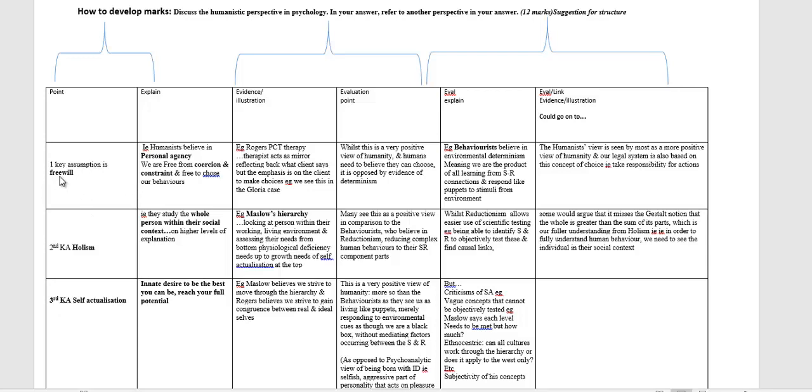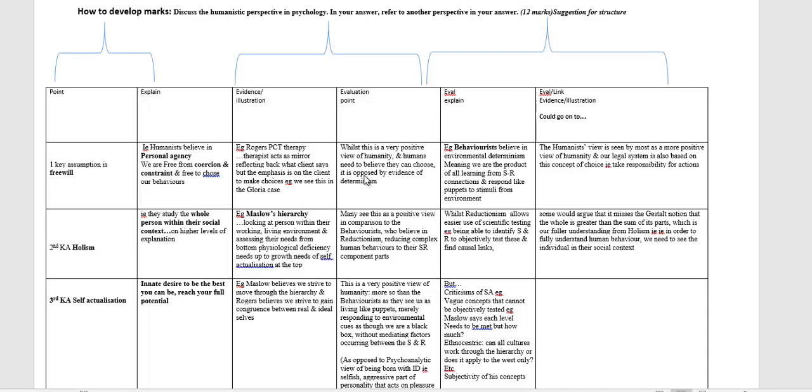One key assumption is free will. Okay, what do we mean by that? It means, and develop that a little bit further, humanists believe in personal agency. In other words, we're free from coercion and constraint. We're free to choose, I should say, our behaviours. For example, Rogers' PCT therapy, the therapist acts as a mirror, reflecting back what the client says, but the emphasis is on the client to make choices. And we see this in the Gloria case, okay, which is the picture at the front of this video.